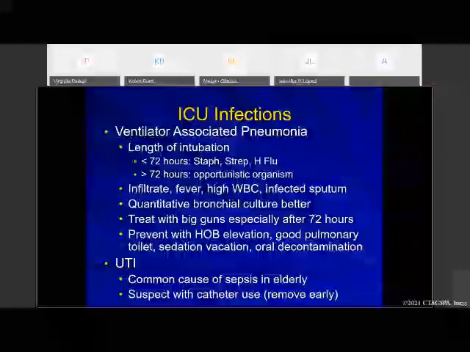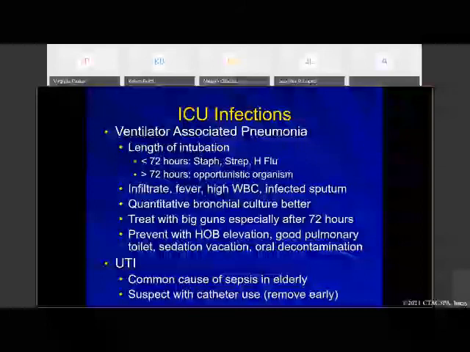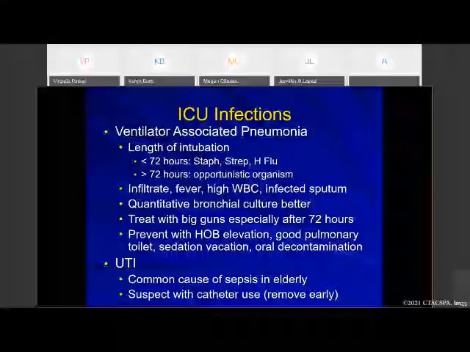And then preventative measures there: wash the mouth, head of bed up, good pulmonary toilet. They have the slurry that they use to decontaminate the bacteria that's in your stomach now because you're giving them antacids and things like that.